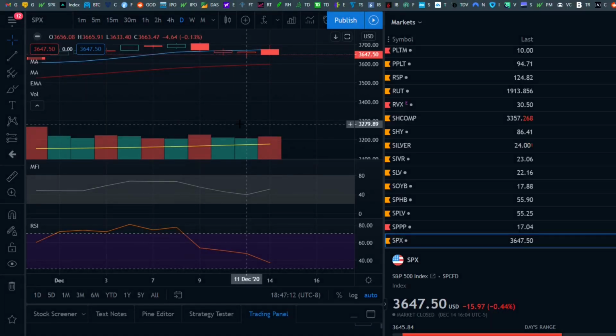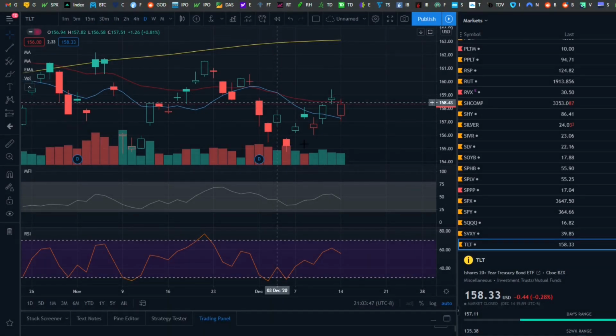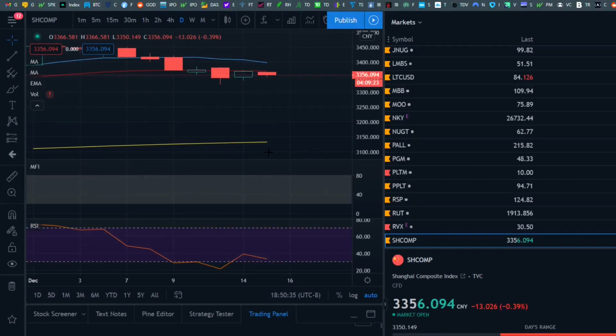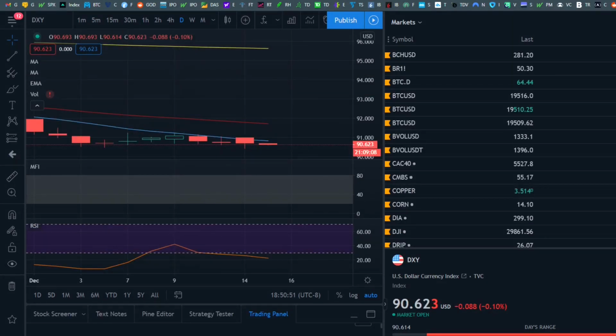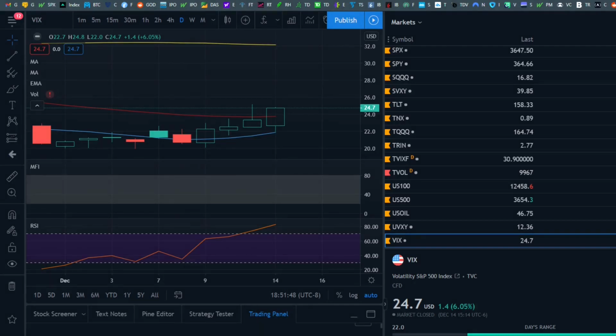We will be mainly looking at the SPX, which is the S&P 500, the NDX, which is the Nasdaq index, as well as TLT, which is Treasury notes and Treasury bonds, along with SHCOM, which is the China Shanghai Composite Index, and DXY, which is the dollar index, and gold, which everybody knows what gold is, and BTC, which is Bitcoin, and finally the VIX, which is the Volatility Index, to get a better understanding of how to analyze markets as well as how they work.